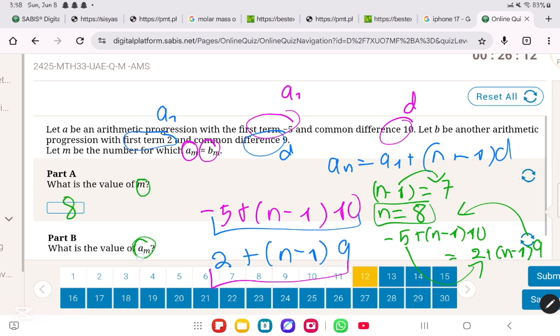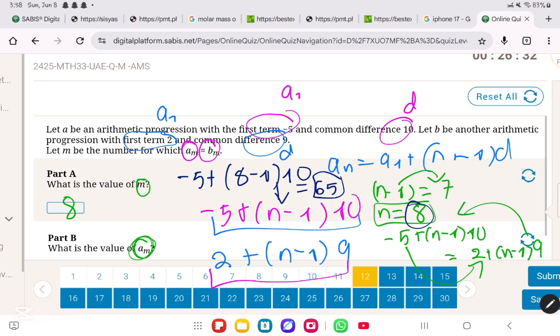Now, what is the value of a_m? How do we find the value of a_m? Very simply, just take m, which we found to be 8, and substitute it in the equation a. So minus 5 plus 8 minus 1 times 10. You're supposed to get an answer of 65.